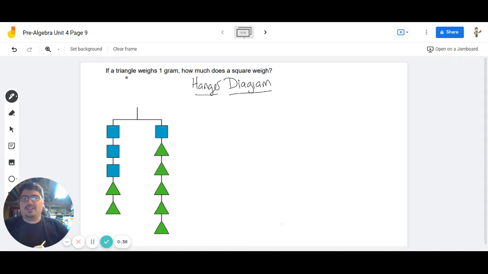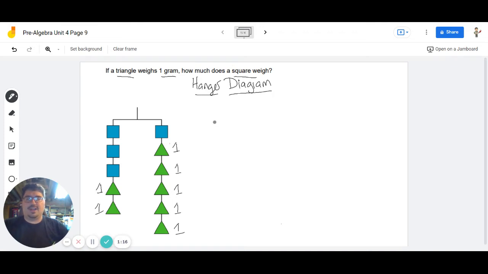So we want to find out if a triangle weighs 1 gram, how much does a square weigh? So we want to find out how much these squares weigh if we know that the triangle is 1 gram. So the first step you want to do whenever you have hanger diagrams is to label them. So if you're given information that triangles weigh 1 gram, label it 1, 1, 1, 1, 1, 1, 1, and 1. Great. So you have now 2 on the left-hand side plus 3 squares is equal to 5 on the right-hand side plus 1 square.